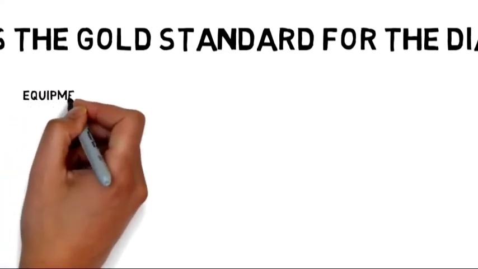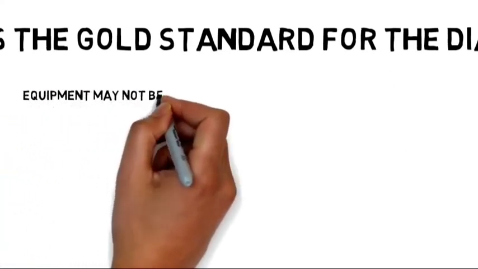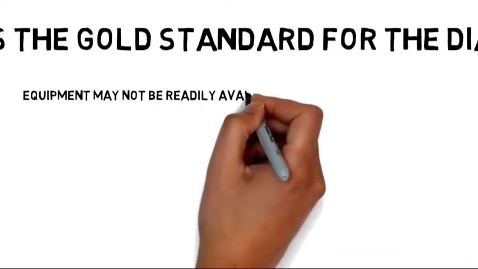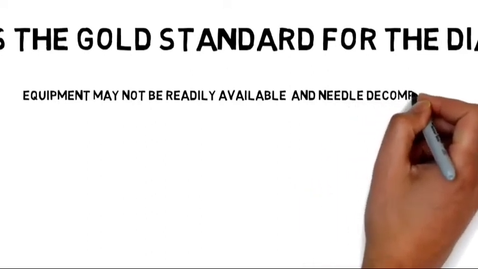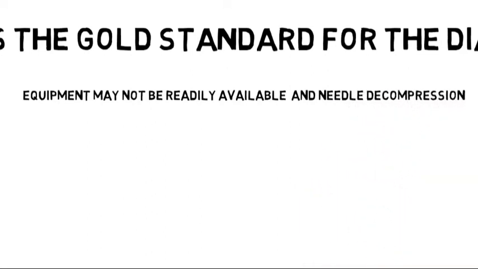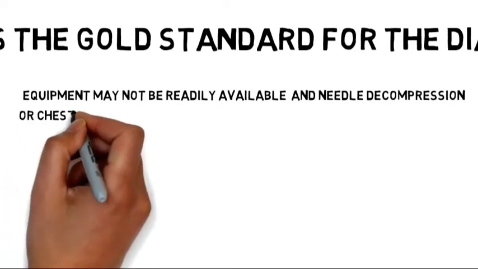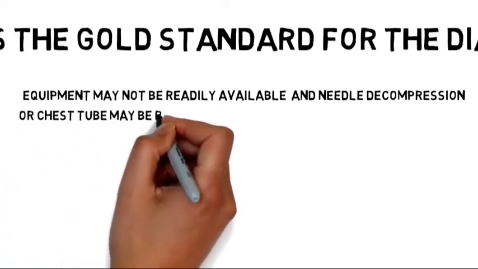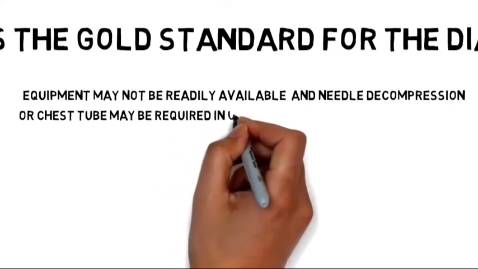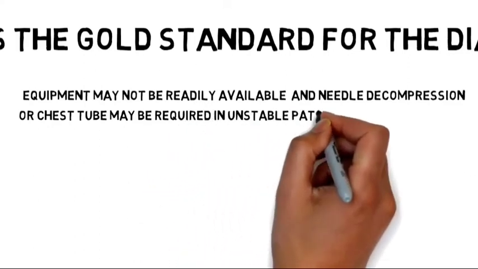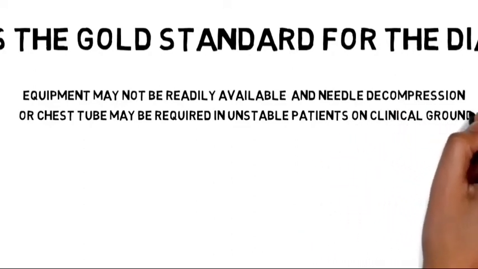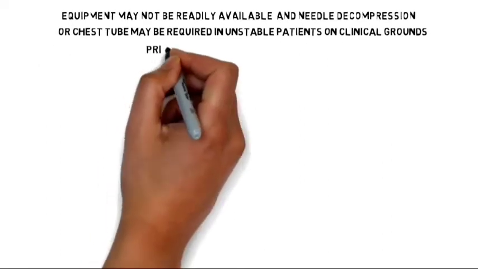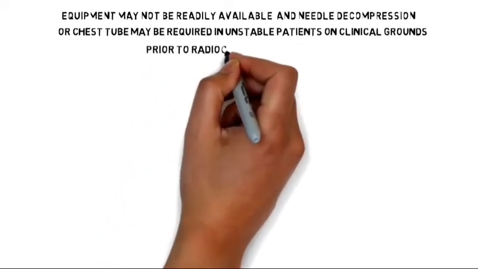Though radiographic confirmation remains the gold standard, equipment may not be readily available, and if the patient is unstable and the clinical features strongly suggest pneumothorax, then needle decompression or chest tube may be required prior to radiographic confirmation, because tension pneumothorax is life-threatening and a simple needle thoracostomy can save someone's life.